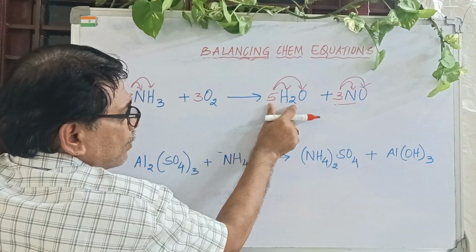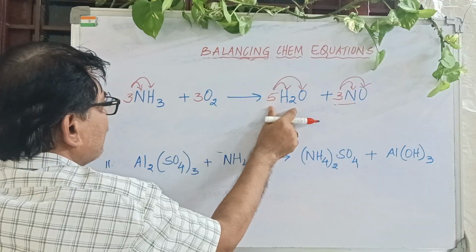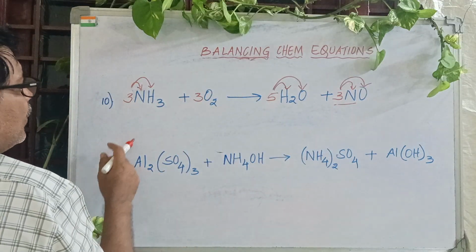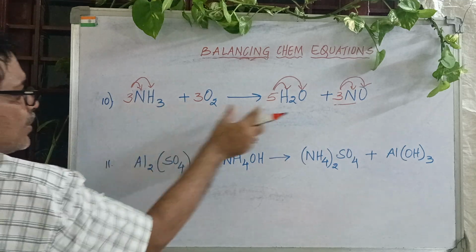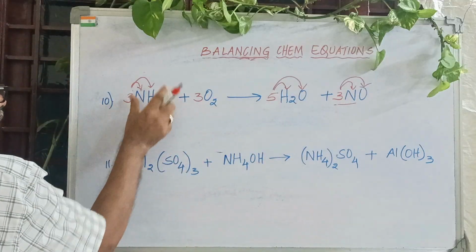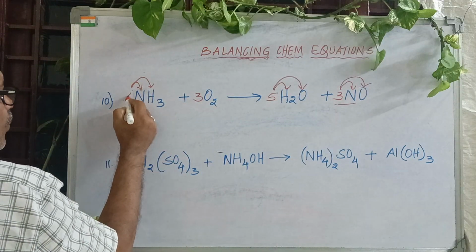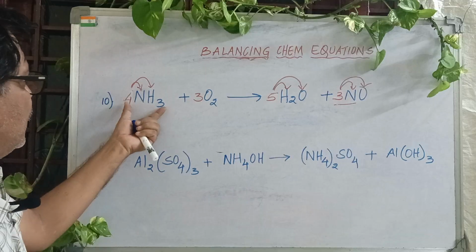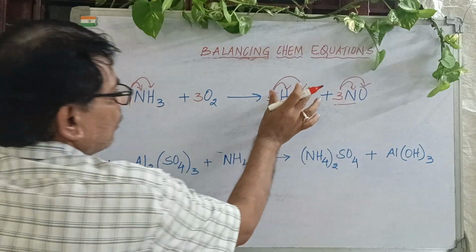Now tell me, hydrogens how many? 5 twos are 10. So what option have you got? These are 9 now, and these are 10. So you go for the next number, 4. Now 4 threes are 12. So now no option for you.